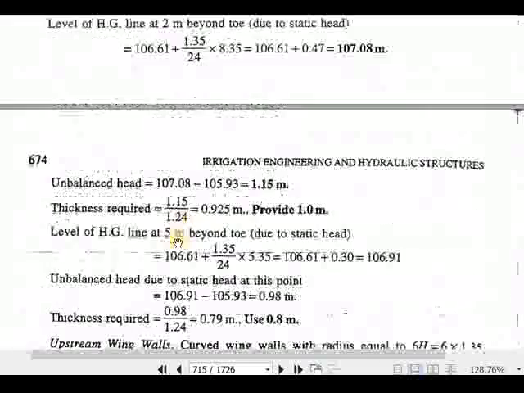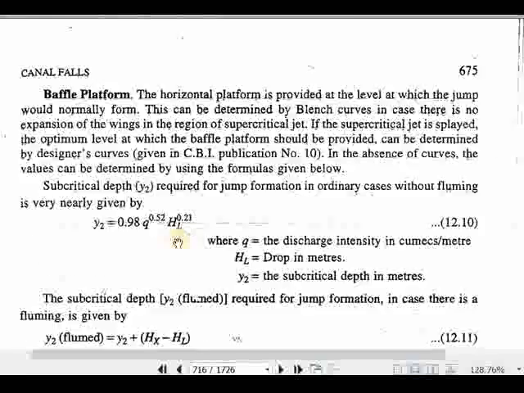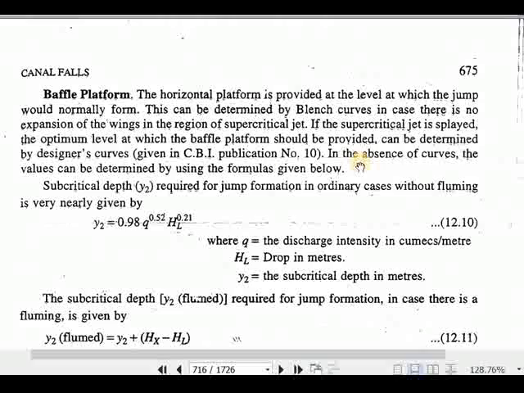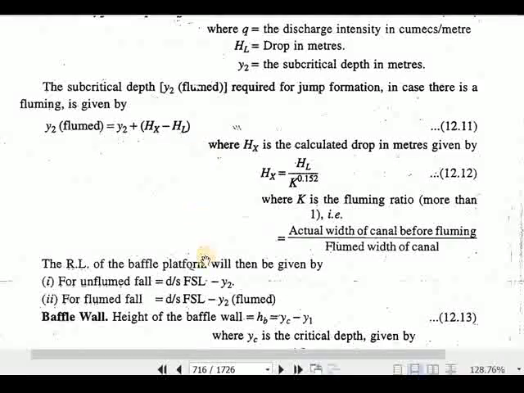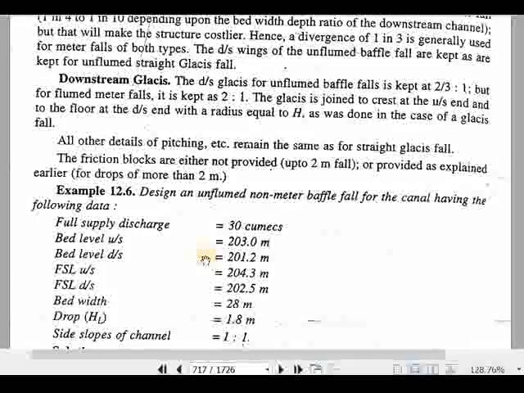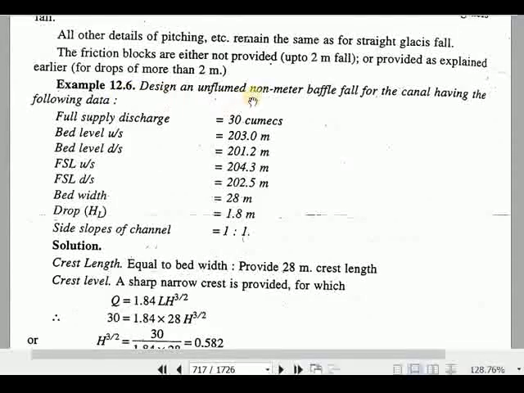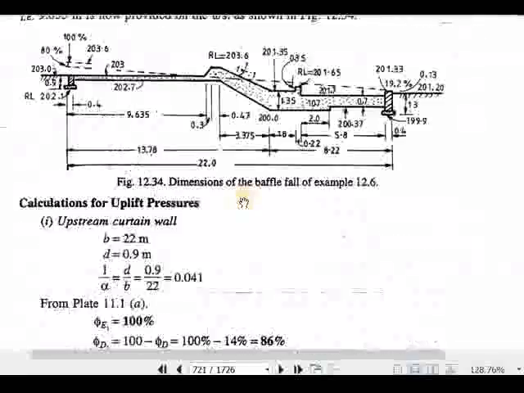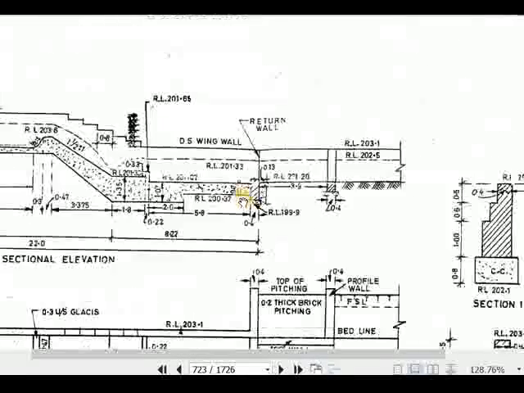These, its upstream and downstream is very well related to the barrage design. So this is baffle platform which is at the end of the glacis in order to contain the water, in order to make sure that there is a pond or cushion of water before this baffle wall. So that is baffle platform, you have to study this. Example 12.6 is non-meter baffle. This is also an assignment for all of you. So example 12.4, 12.5 and 12.6, you have to do this example by yourself.